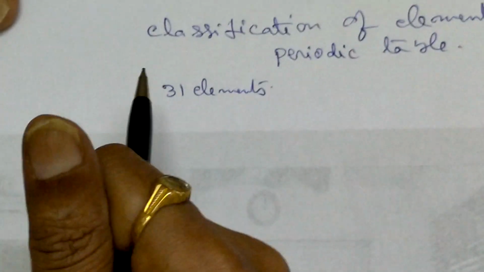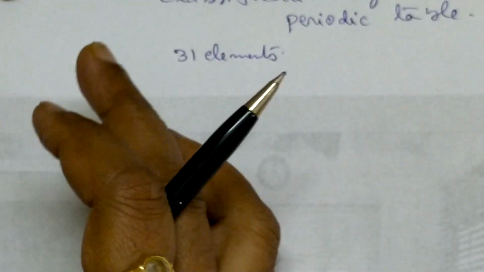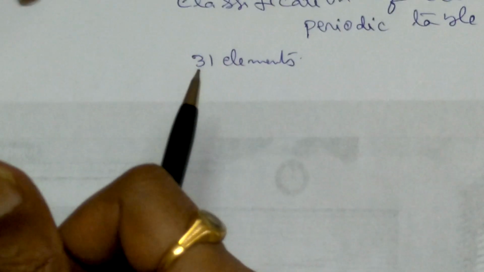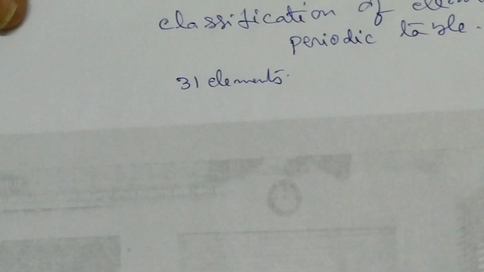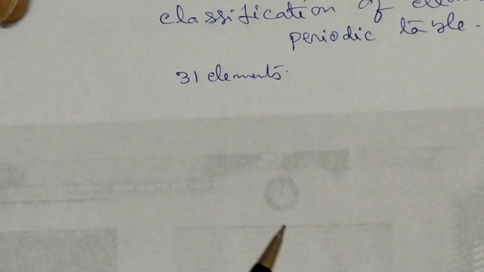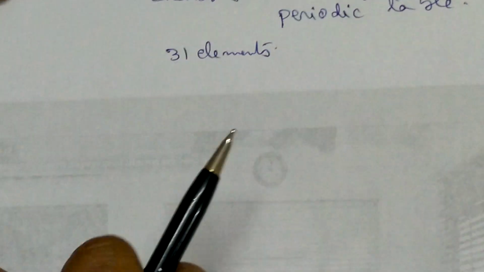So why was it started at that time? It was to easily remember their groups. They could not remember all 31, so they wanted to make groups. So it started like that. Who started it? The scientist John Dobereiner started it in 1800 and subsequently.